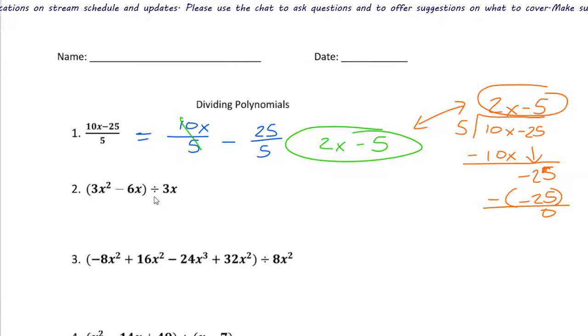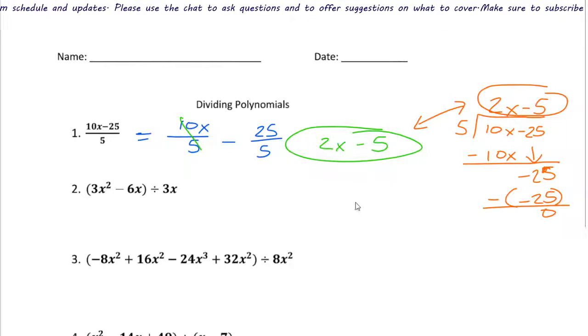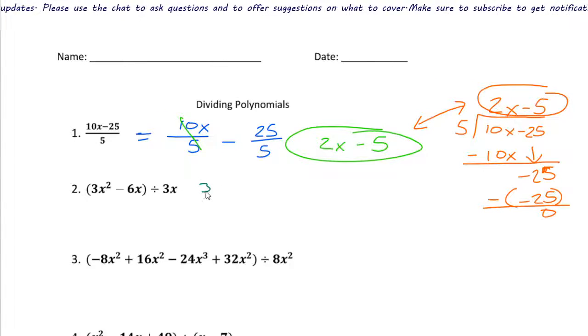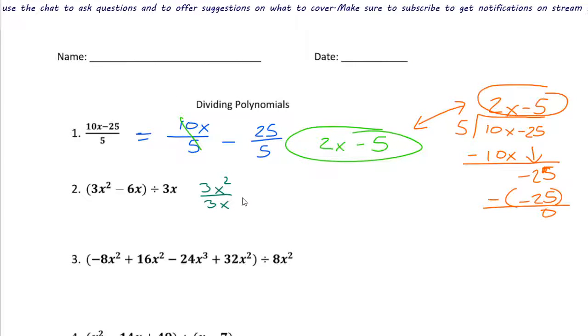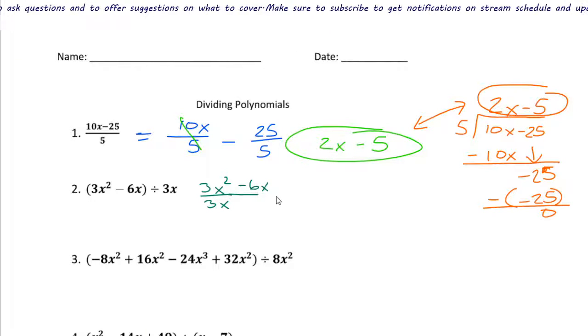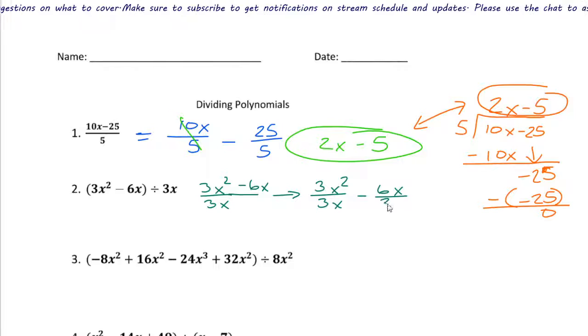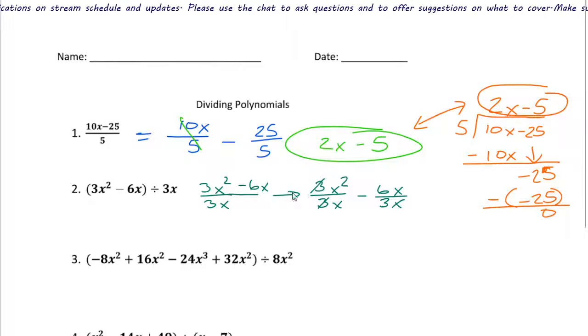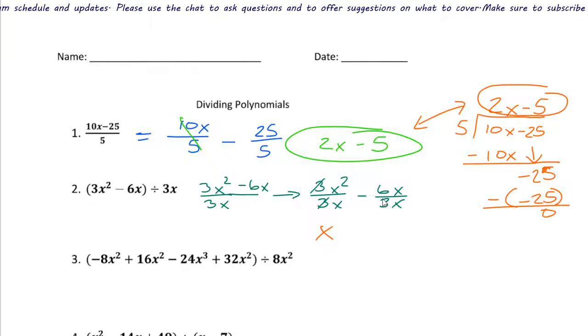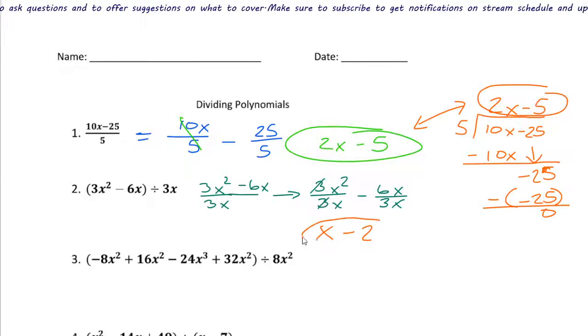So again, we can do the same thing where we can just rewrite this as a fraction. So 3x squared divided by 3x minus 6x divided by 3x, and then you can break that up. So what do we need to multiply 3x by to get 3x squared? If we cancel this out, 3 divided by 3 is 1. x squared divided by x is just x. And then we're going to do it for the next term. So 6 divided by 3 is going to be negative 2 because it's a negative, and then x divided by x is just 1. So this would be our answer.